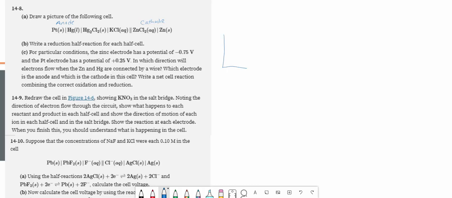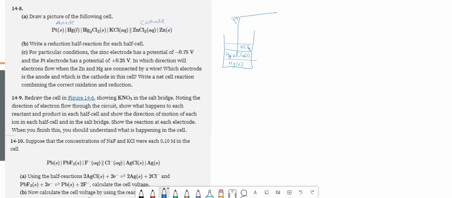So on the left, I will put my anode stuff. So I should have a platinum wire. So this is platinum. And I also need my mercury liquid. I need Hg2Cl2. That is a solid. And I'm going to need KCl. Now this looks an awful lot like a calomel electrode.